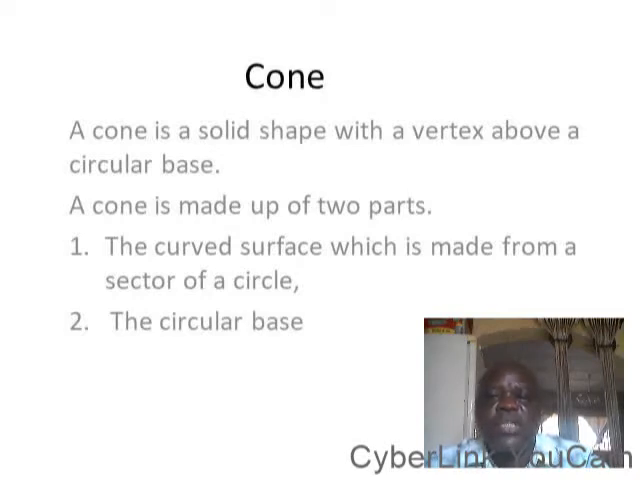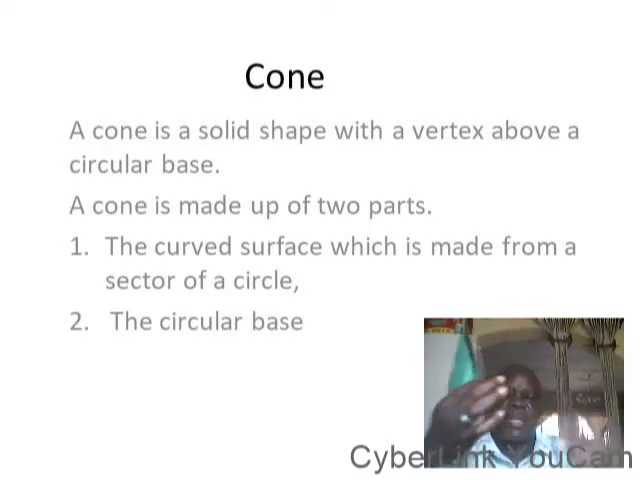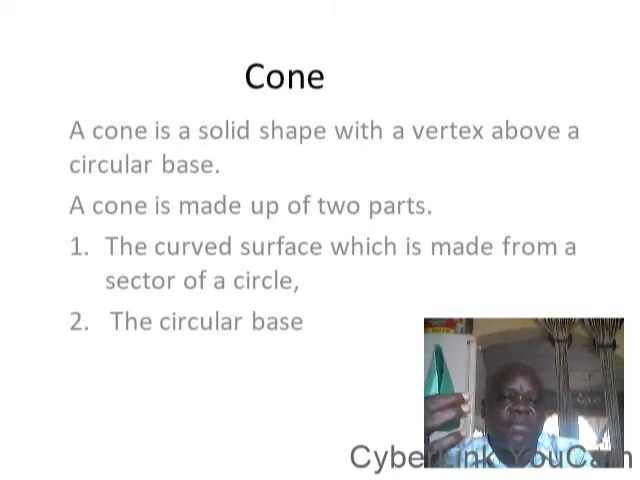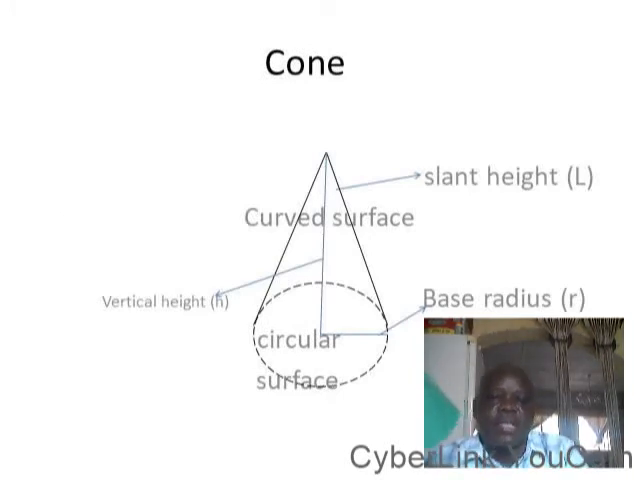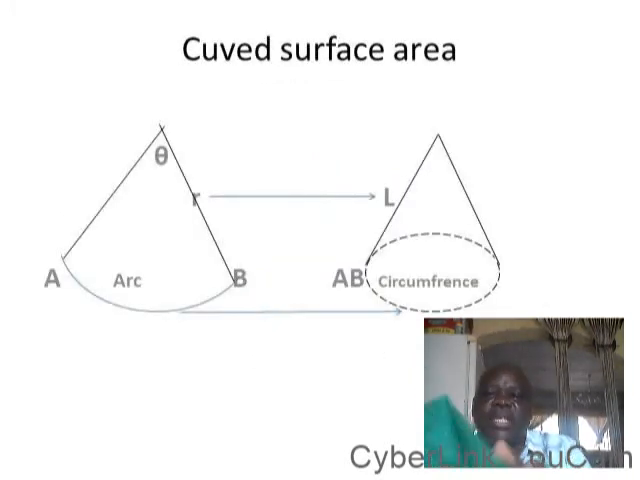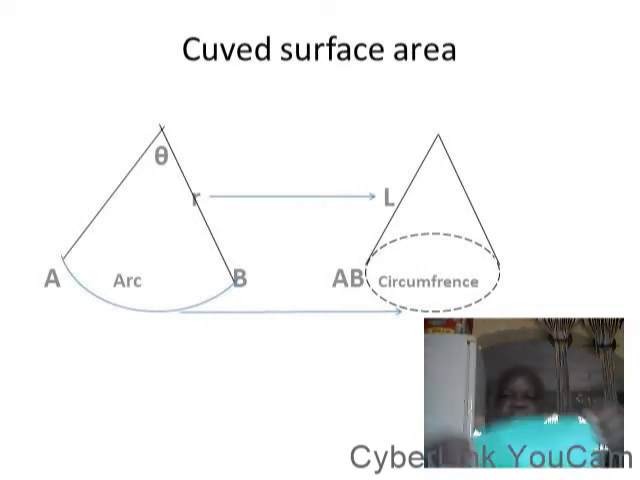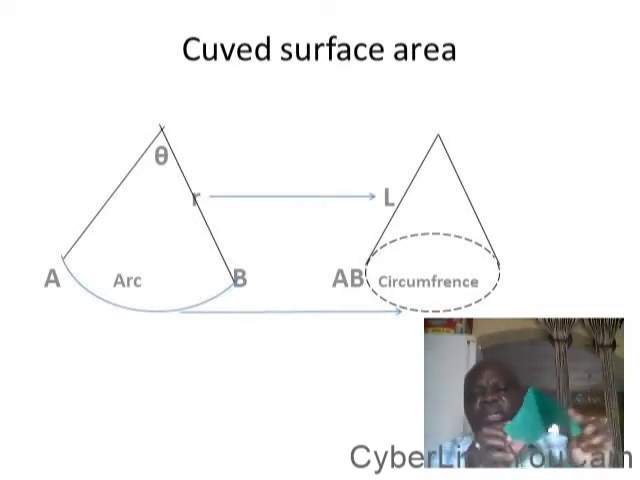A cone is a solid shape with a vertex above a circular base. A cone has two major parts, the circular base and the curved surface. This is the curved surface. The curved surface is made from a sector of a circle. This is a sector of a circle. When you curve this sector, it gives you a cone.